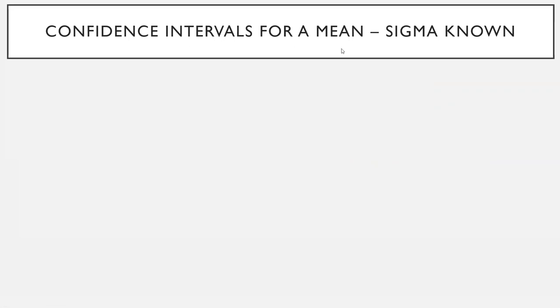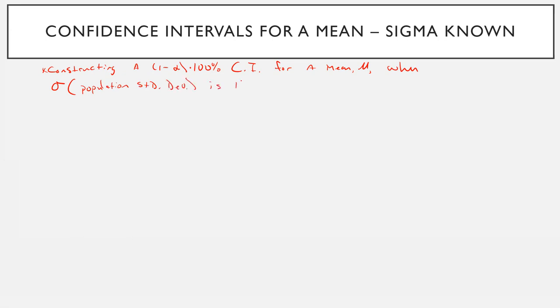So the first thing we talked about is confidence intervals for a mean when sigma is known. So this is constructing a (1 minus alpha) times 100% CI, for confidence interval, for a mean, which is the Greek letter mu, when sigma, and remember, sigma is the population standard deviation, is known.